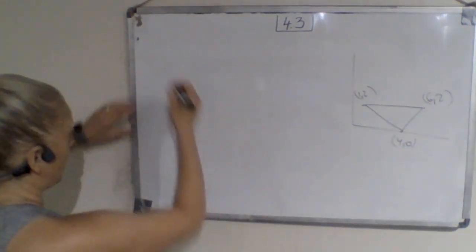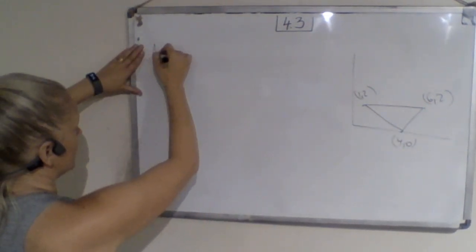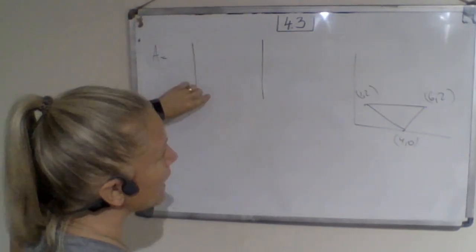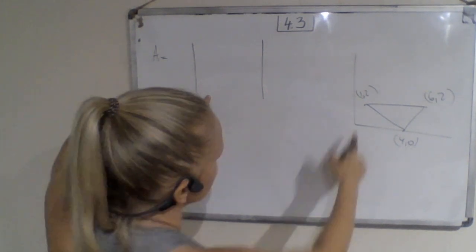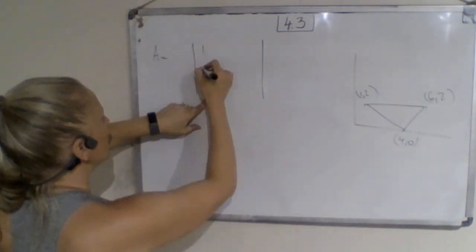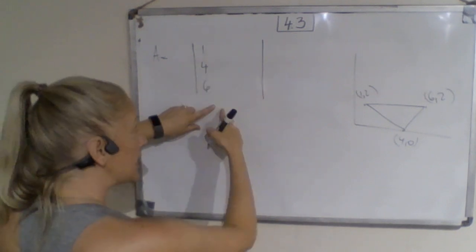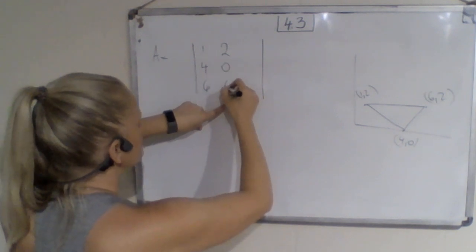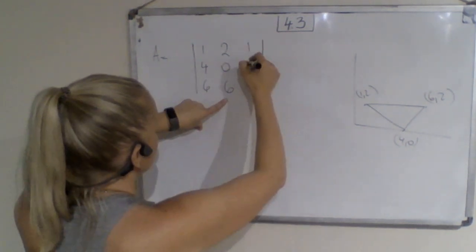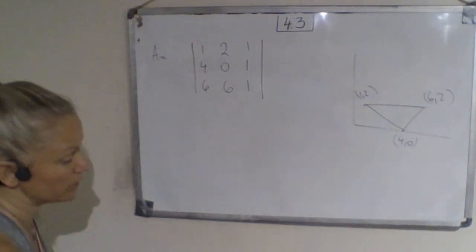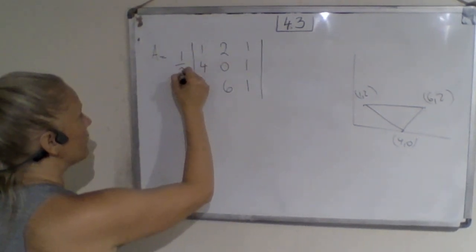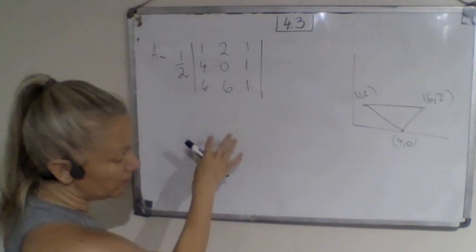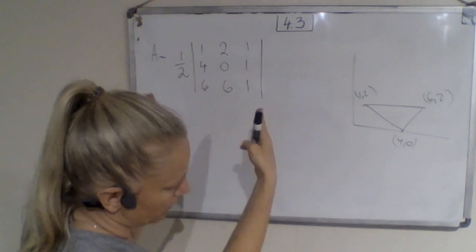But here's the formula. It's telling you that if you take the information you have and you put it in a matrix, your first column are all of your x's. So in this case, it becomes 1, 4, 6. My second column are all of my y's: 2, 0, 6. And my third column is always going to be 1, 1, 1. So I put this in matrix form. And if I times it by 1/2, I get the area of a triangle. We'll check it and make sure that's true. Well, I need the determinant of this, okay? That's the area, it's the determinant of this matrix.